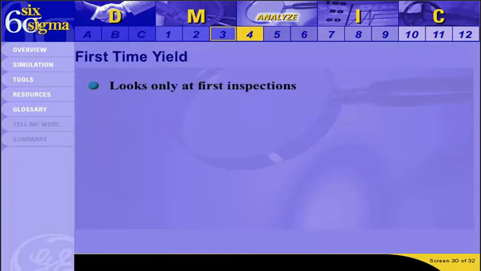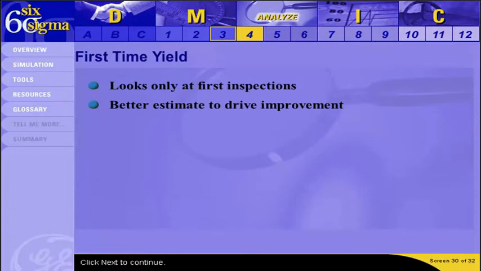First-time yield is the number of defect-free parts divided by the total number of parts inspected for the first time. This is a better yield estimate to use in driving improvements. Click on Next for the final type of yield.